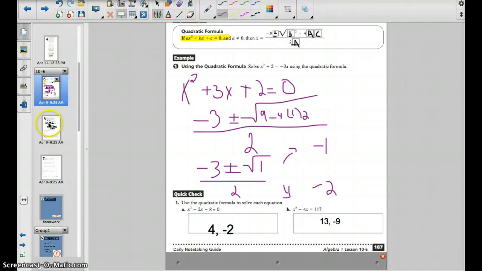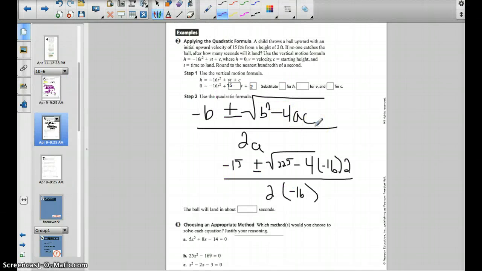Moving on to a word problem. A child throws a ball upward with an initial upward velocity of 15 feet per second from a height of 2 feet. If no one catches the ball, after how many seconds will it land? Use the vertical motion formula, h equals negative 16 t squared plus vt plus c, where h is 0, initial velocity is v, c is the starting height, and t is time to land. Round to the nearest hundredth of a second.